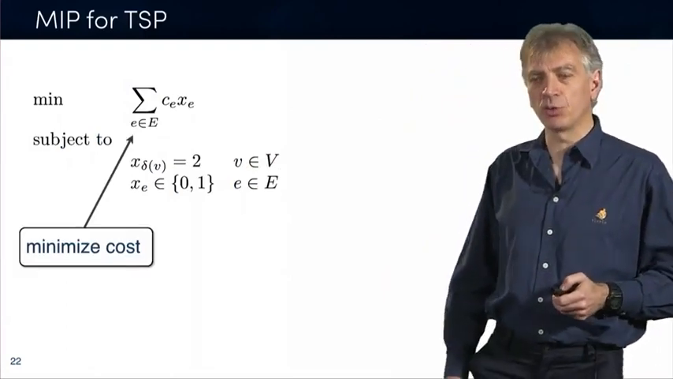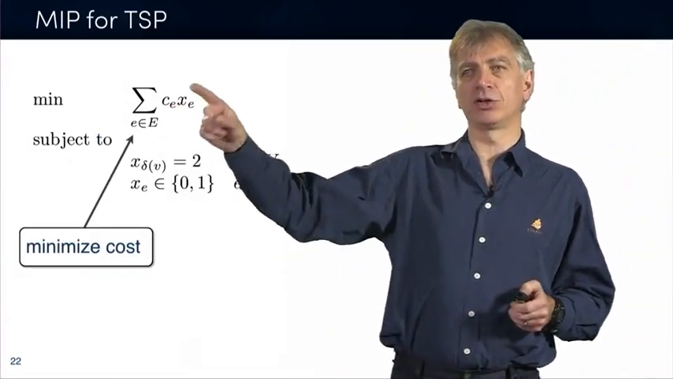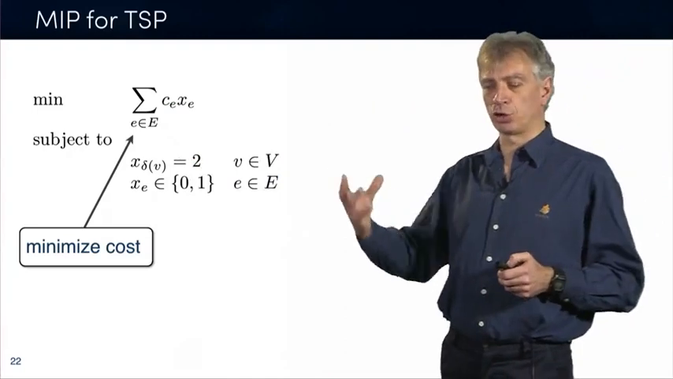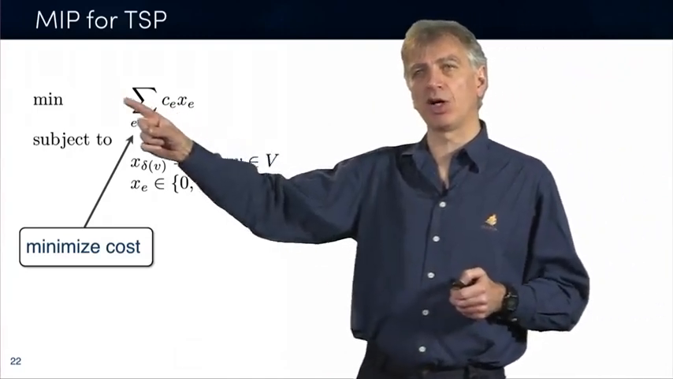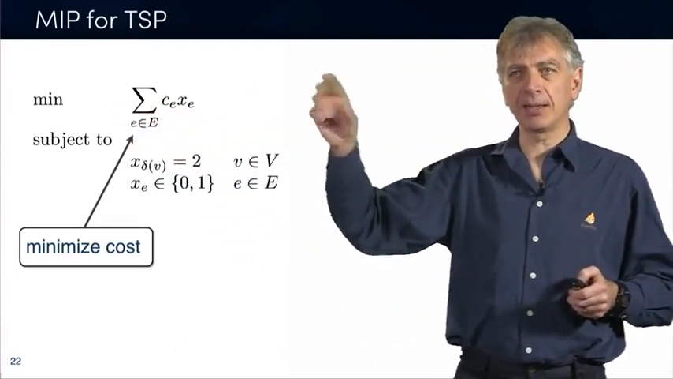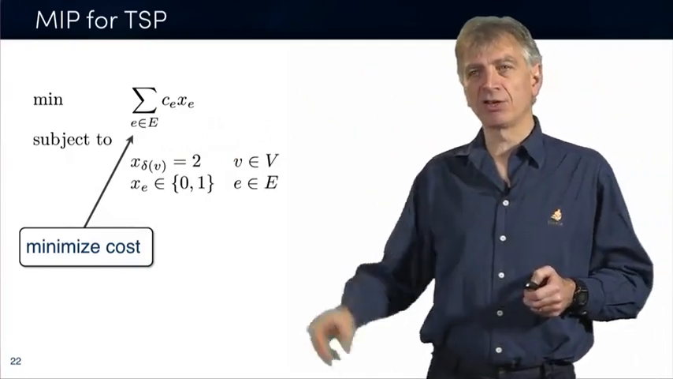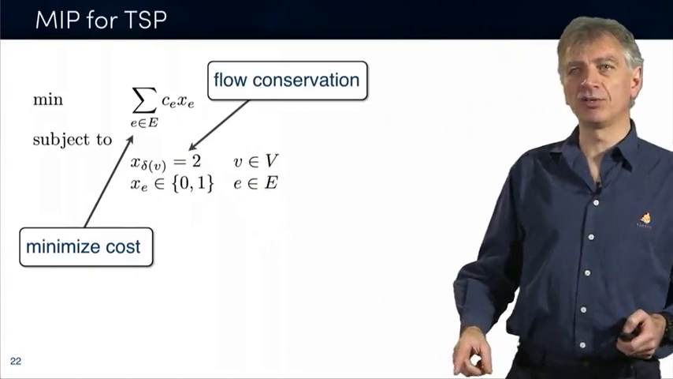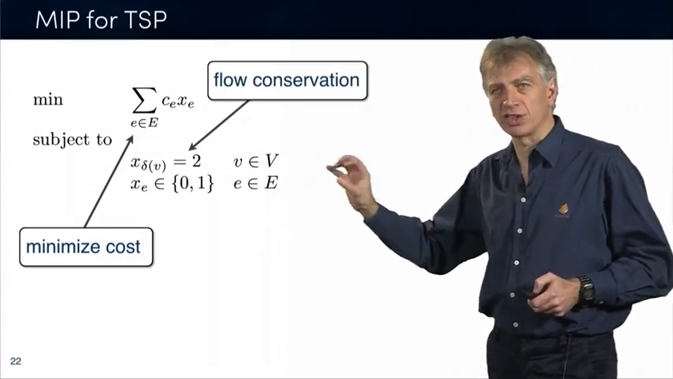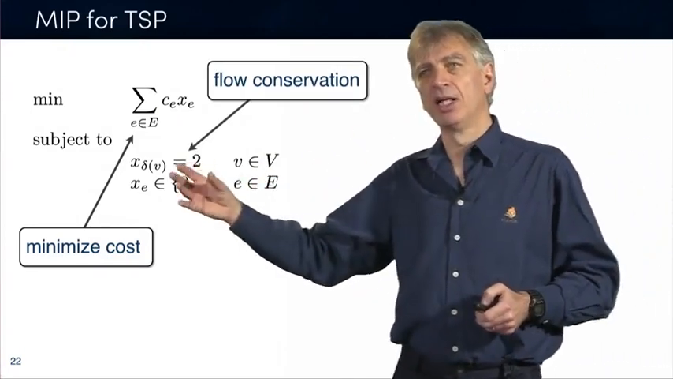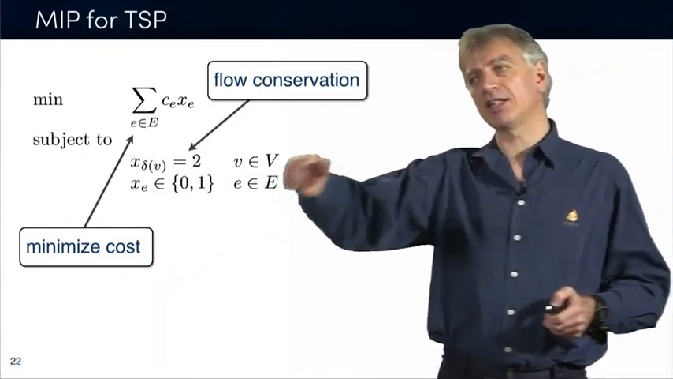Okay, so what we do is we minimize the length of the tour. Okay, so we take the cost of every edge and multiply by the binary variable telling you if you take the edge or not. Okay, so that's minimizing the cost. What you see over there are basically the flow conservation or the degree constraints, which are basically telling you that every time you go to a vertex, you have to get out.